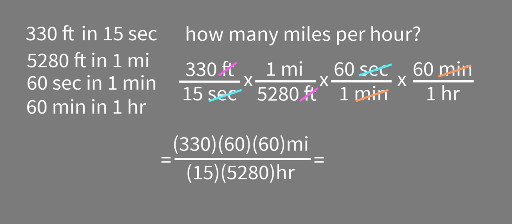And we can reduce a little beforehand. Let's start with this. There are 4 15s in 60. 15 times 4 is 60. And then we can divide 330 by 10, which gives us 33. So we'll just mark out the 0 here. 5,280 divided by 10 is 528.